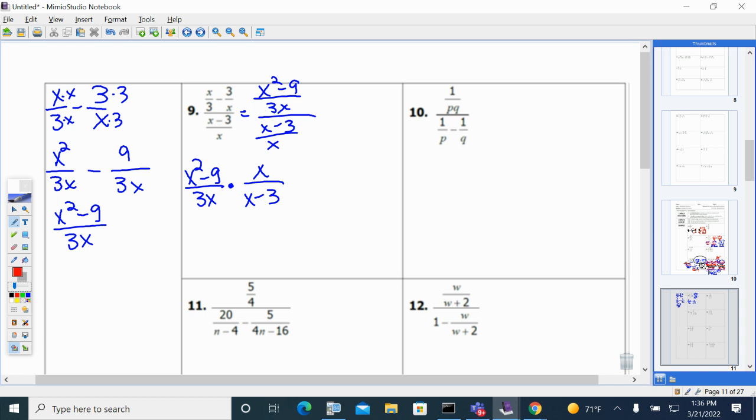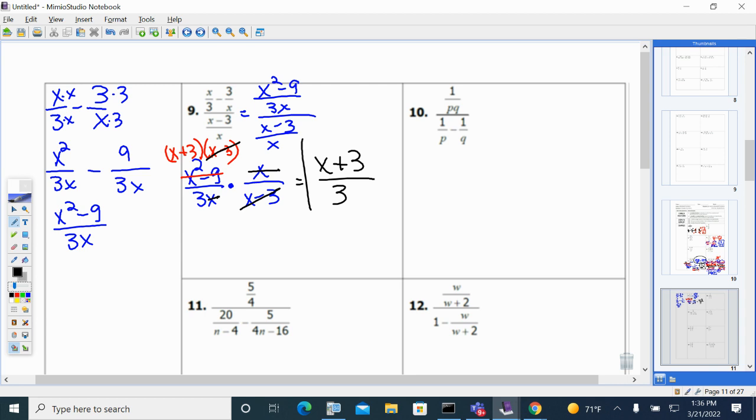That is your difference of squares. So x plus 3 and x minus 3. And then at that point, your x minus 3's will cancel. And the x's will cancel. So I have an x plus 3 over 3 for the final answer on number 9.